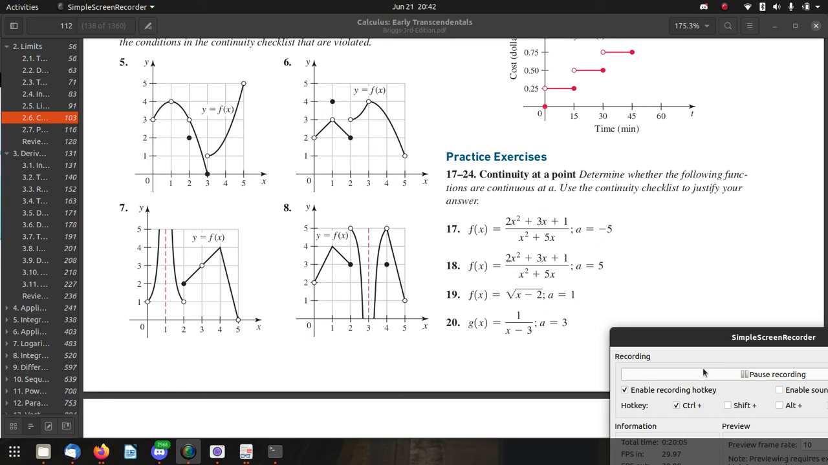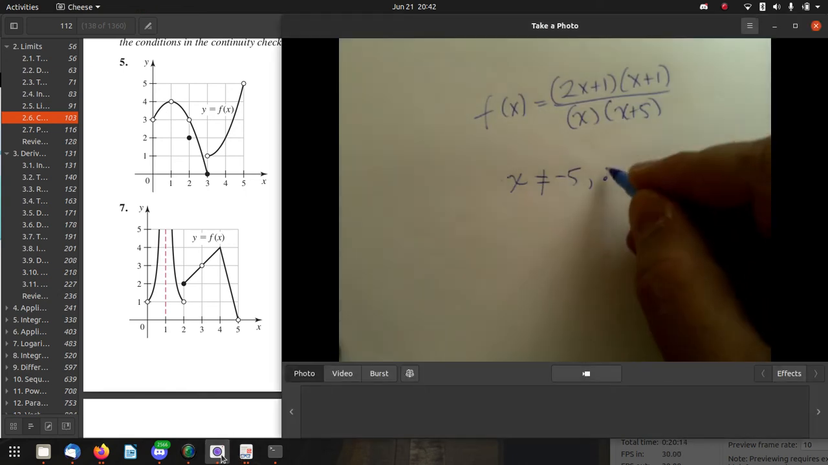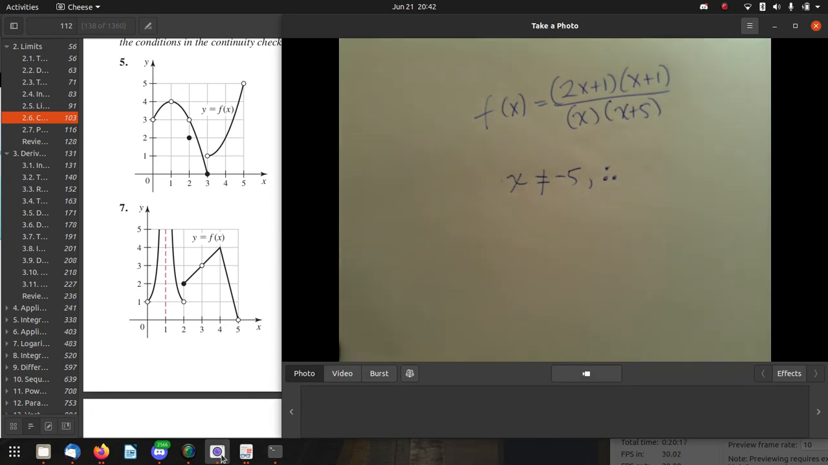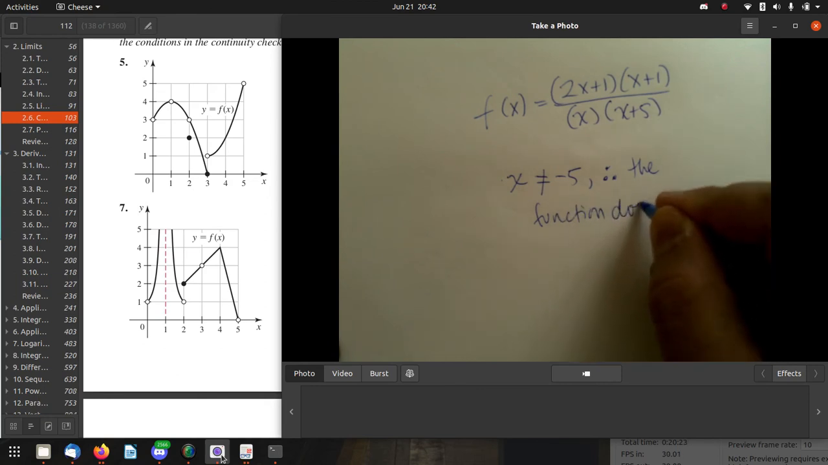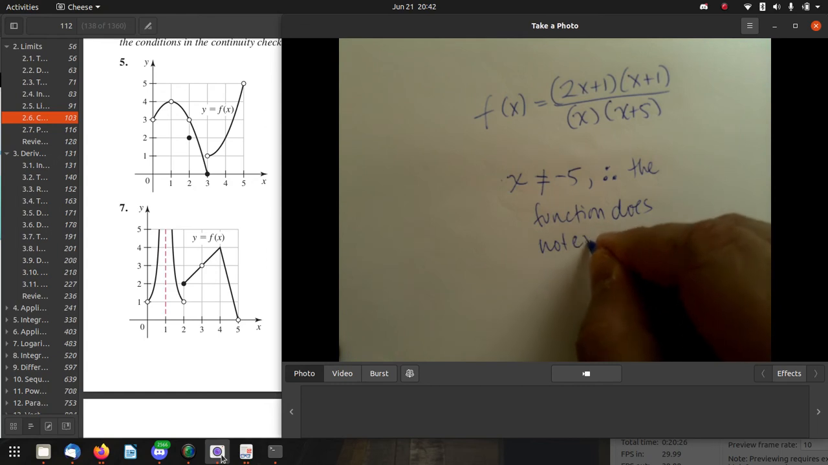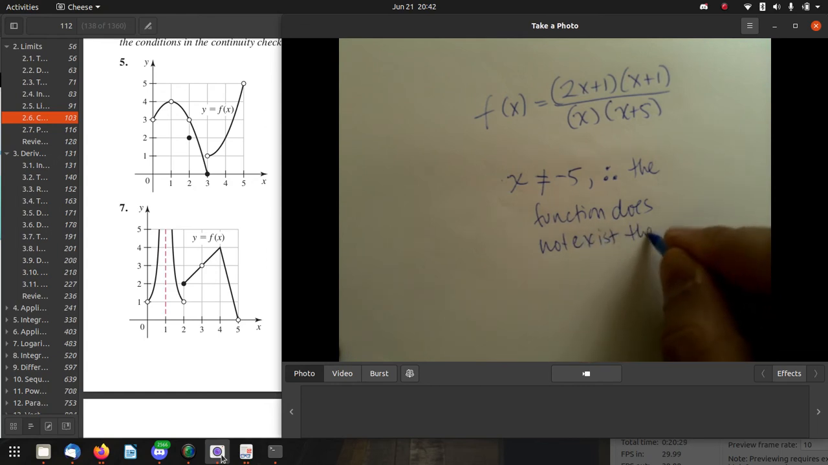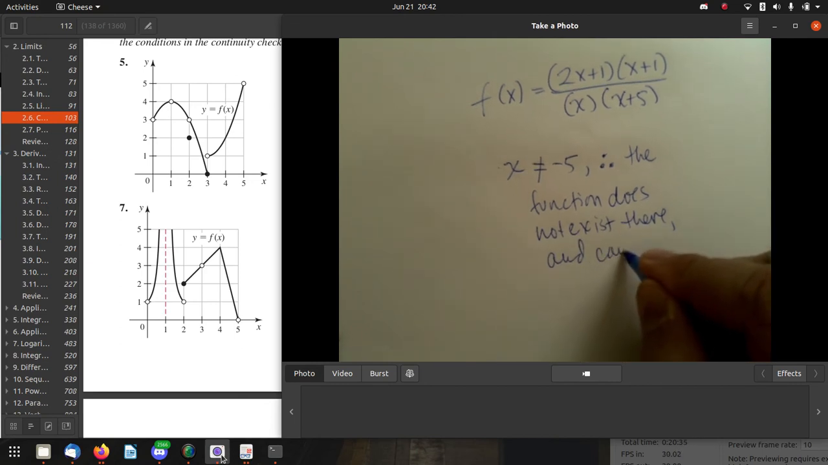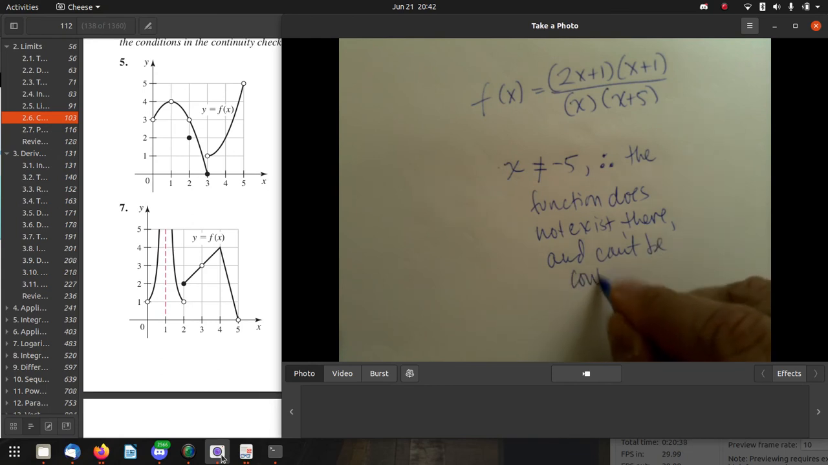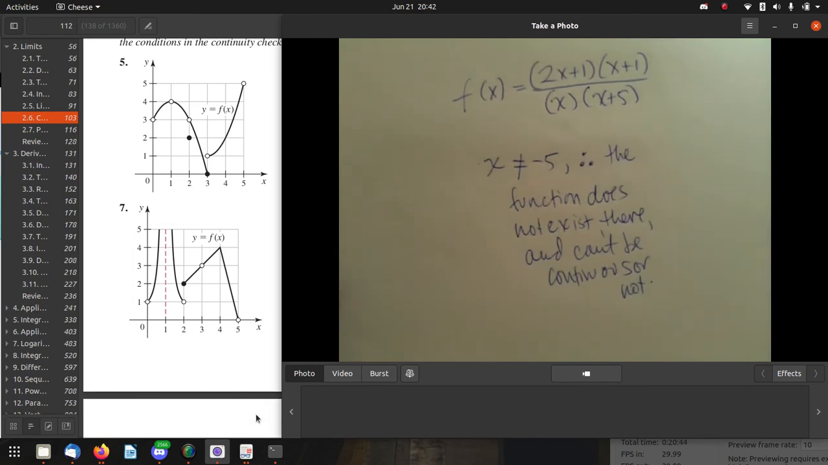And since they were merely asking whether it is continuous at a equals -5, we can merely say that x may not equal -5. And that therefore, I'm writing this out, sorry, let me pull up the cheese for you, and that therefore the function does not exist there. And can't be or not be continuous. You cannot even evaluate whether there is continuity there because it's not even a point on the domain of the function.